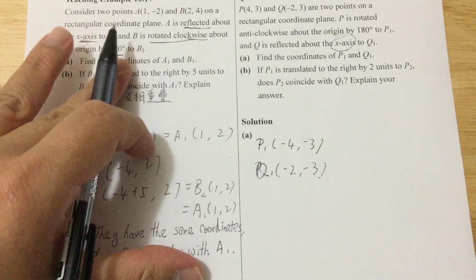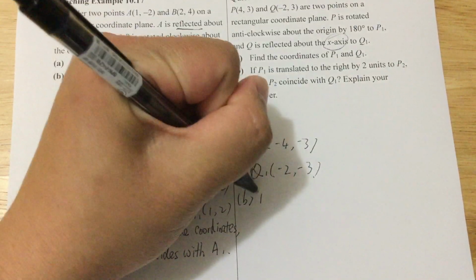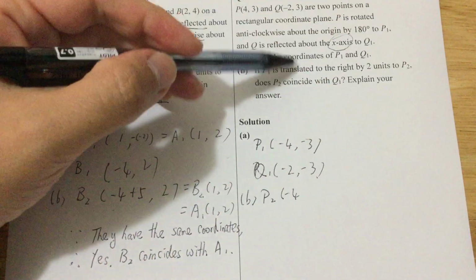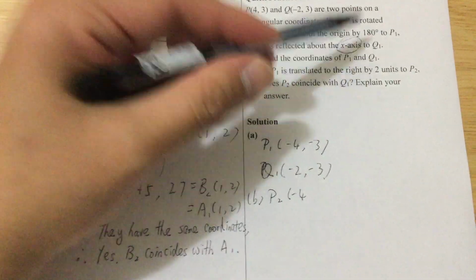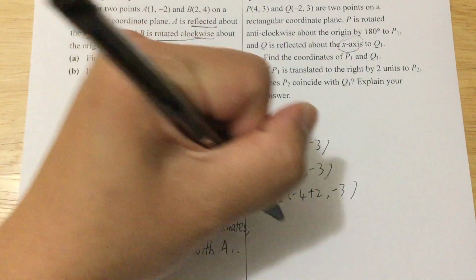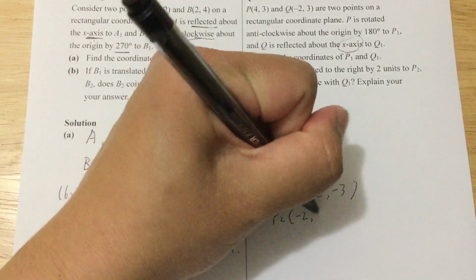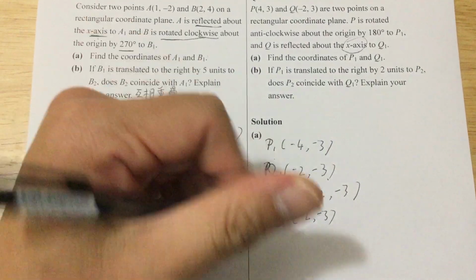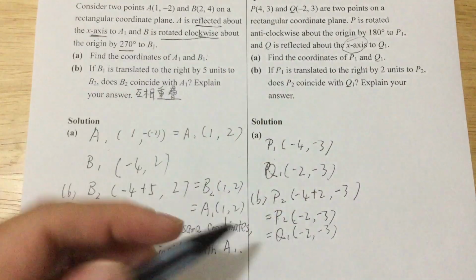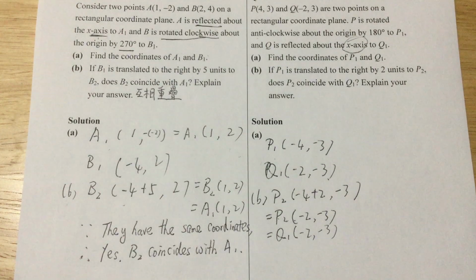Okay, now we're going to find P2, part B. P2 is -4, and then we add 2 because it moves right by 2 units, so we add 2 here. And then we have -3. So the answer for P2, once again, is (-2, -3). Okay, they are equal, so P2 equals Q1, (-2, -3). So we can write down in the same way, they have the same coordinates, yes, they coincide.